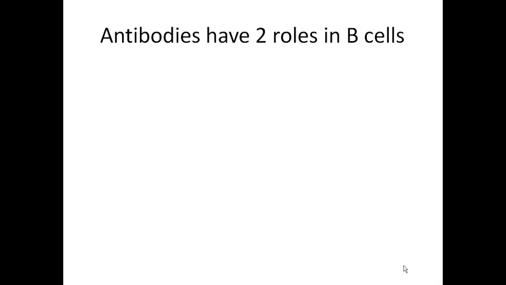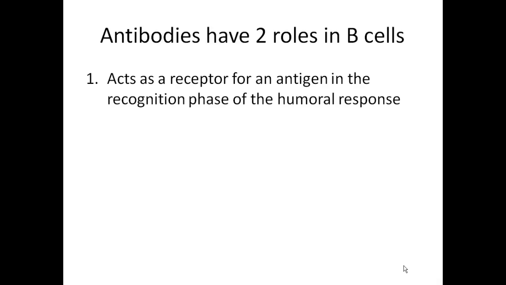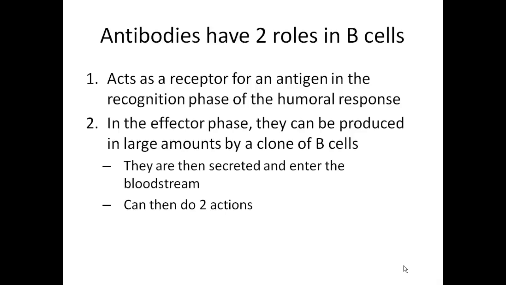Antibodies have basically two roles in B cells. They can act as a receptor for an antigen in the recognition phase of the humoral response, and in the effector phase, they can be produced in large amounts by a clone of B cells. They are then secreted and enter the bloodstream.